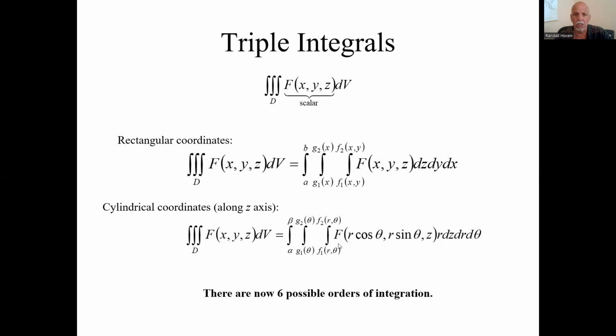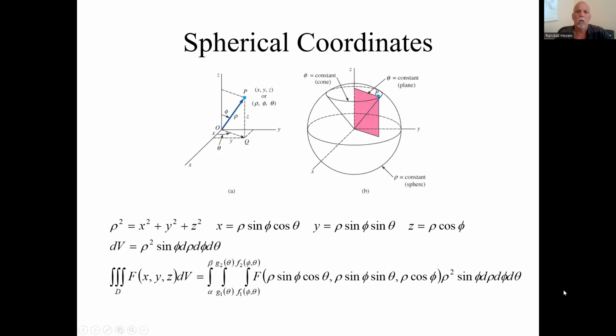The inner integrals can be functions of the remaining variables. By the time you get to the outer integral, the limits need to be constants. The third coordinate system is spherical. I'm not going to go deeply into this. Theta is this angle in the xy plane, like theta usually is for polar coordinates. Phi is this angle from the North Pole. It's not quite like latitude. But here's what x, y, and z are in those coordinates.